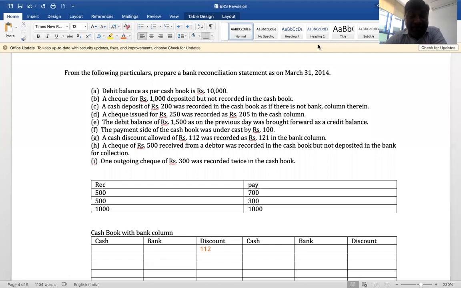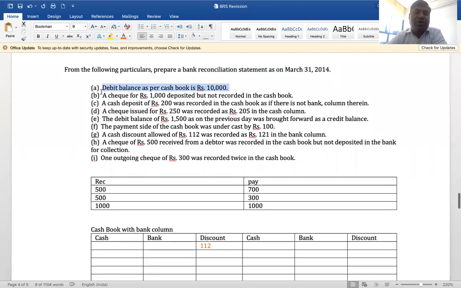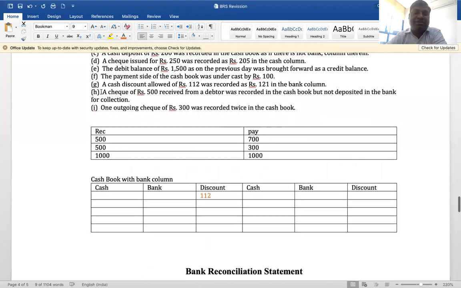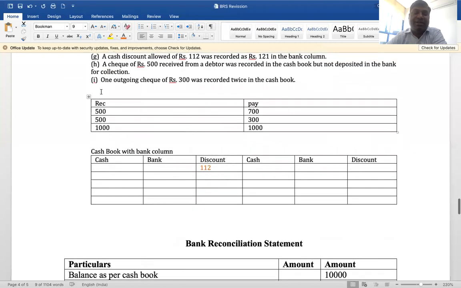Talking about the passbook credit balance, it is a favorable balance. So look at this. Now this is a favorable balance, a positive balance. We'll try to record this. What is the entry? Look at this.